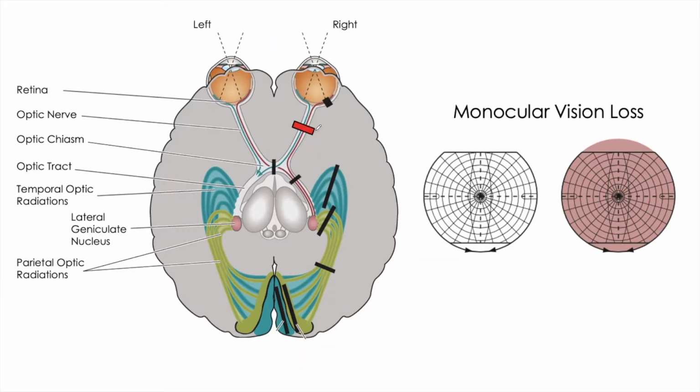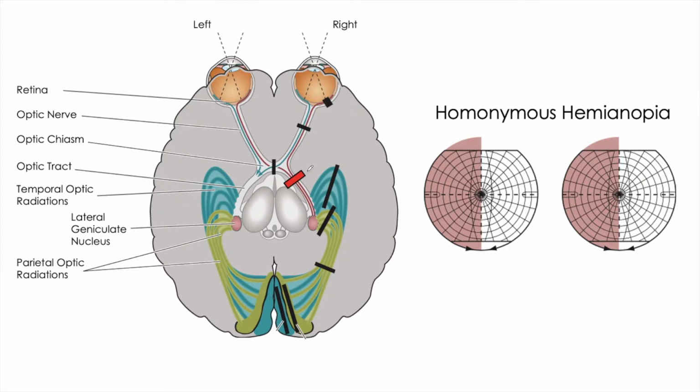So when there is a complete lesion of the optic nerve, there is complete loss of vision in one eye, called monocular vision loss. But when there is a complete lesion of an optic tract, it ends up interrupting vision in one visual hemifield in both eyes. This is called a homonymous hemianopia. Homonymous means that the pattern of visual field loss is the same in both eyes. The loss of vision respects the vertical meridian, a line running down the center of vision, dividing the left visual field from the right visual field.